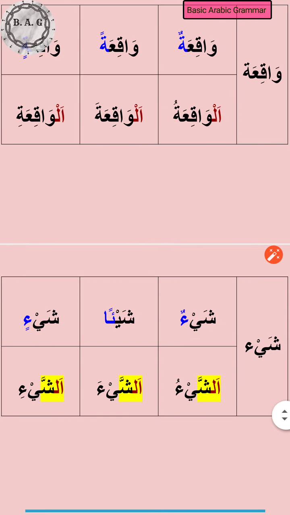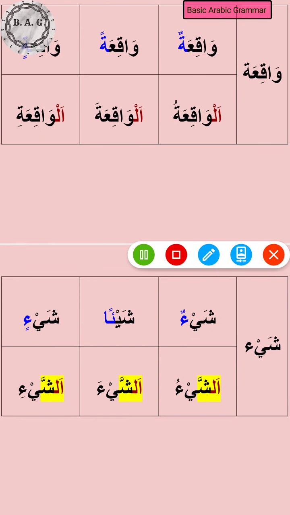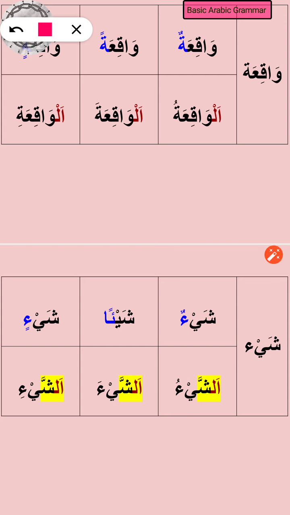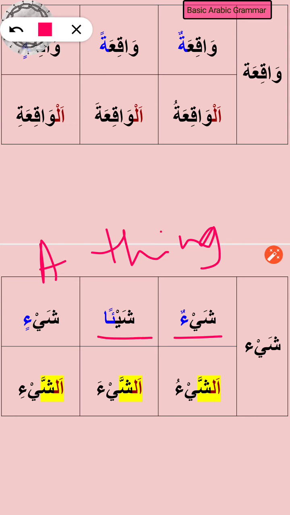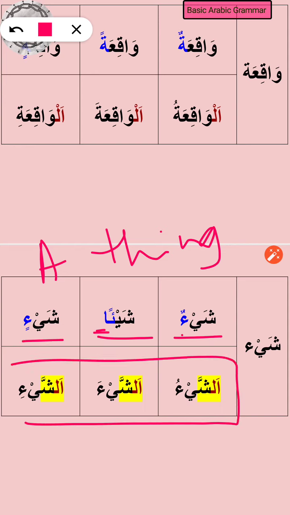Next is tricky. Now we know shay'un, which means a thing or anything. Actually, a thing is better. So a thing. Then we have shay'an. Notice the post-tanween alif because it's only hamza and not alif hamza combo. So shay'un, shay'an, shay'in. Let's zoom this part.